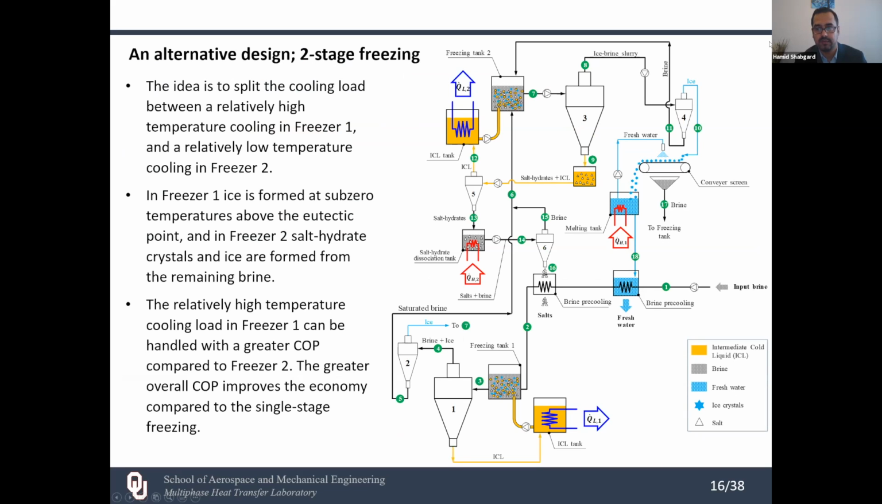We also analyzed an alternative design. We refer to it as a two-stage design. It's practically the same, but with some modification to further lower the energy consumption of the system.